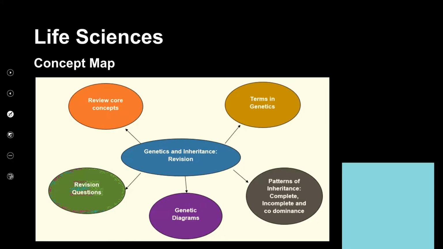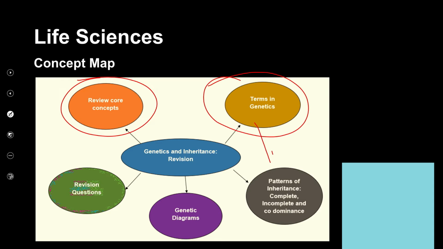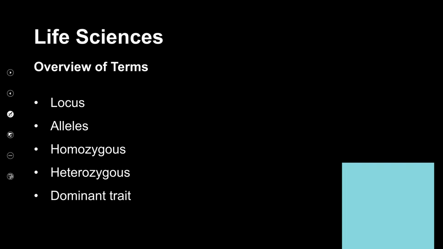So as I mentioned, let's look at some core concepts and terms, and then we will look at some patterns of inheritance where we will discuss the difference between complete, incomplete, and codominance. So as we look at the terms, it's important that you make note of these terms.